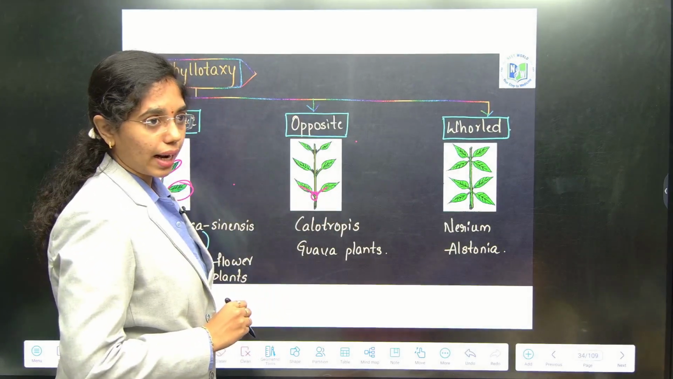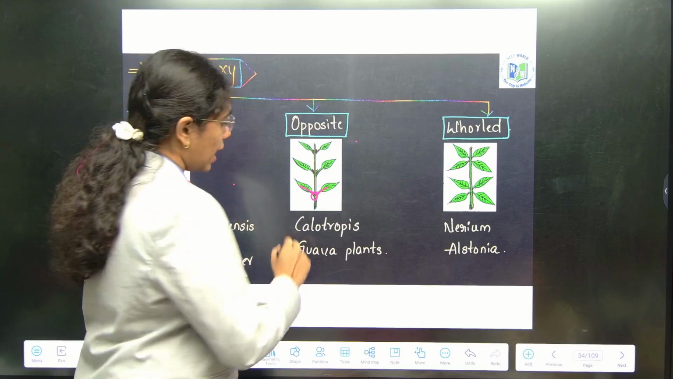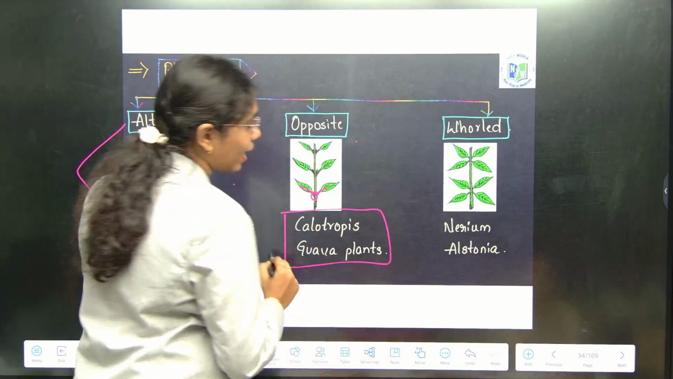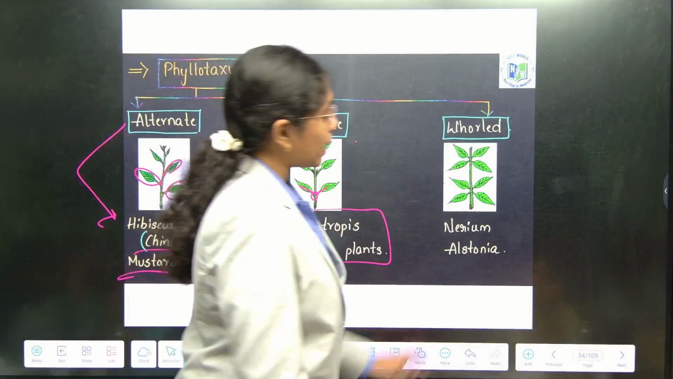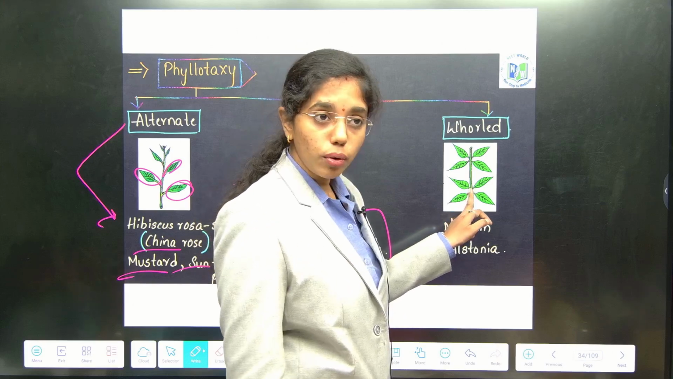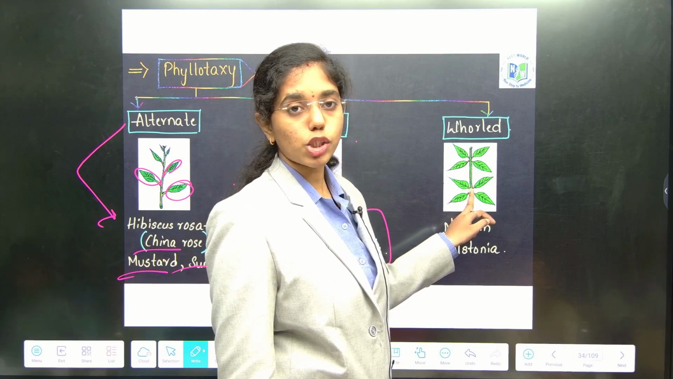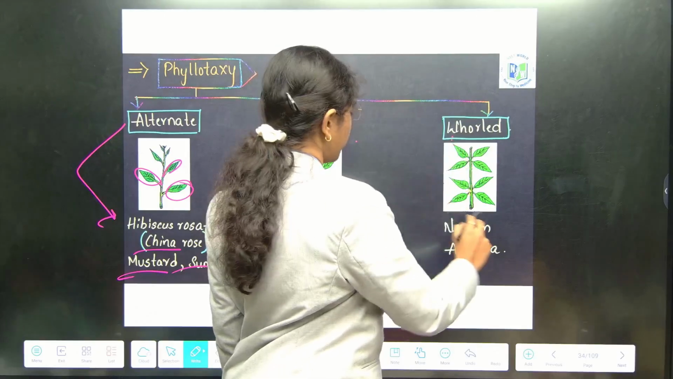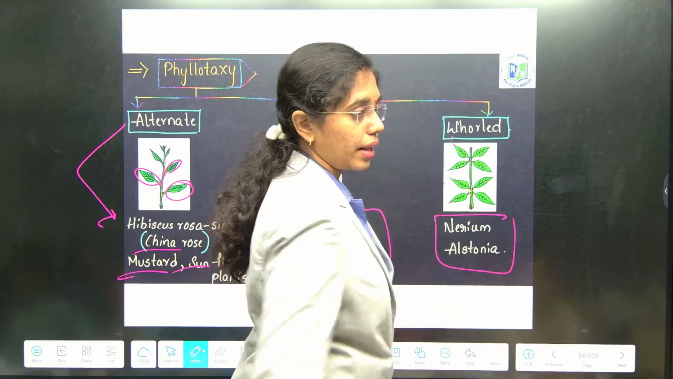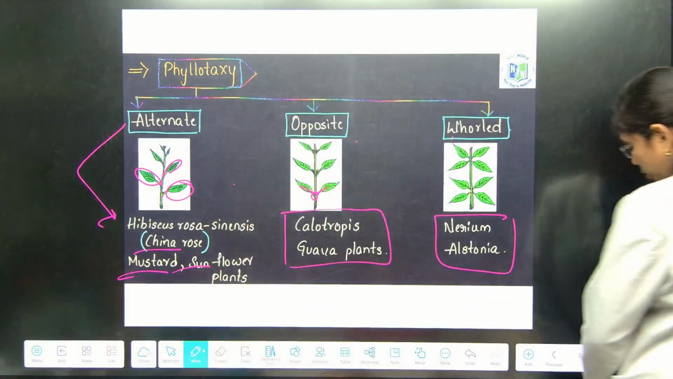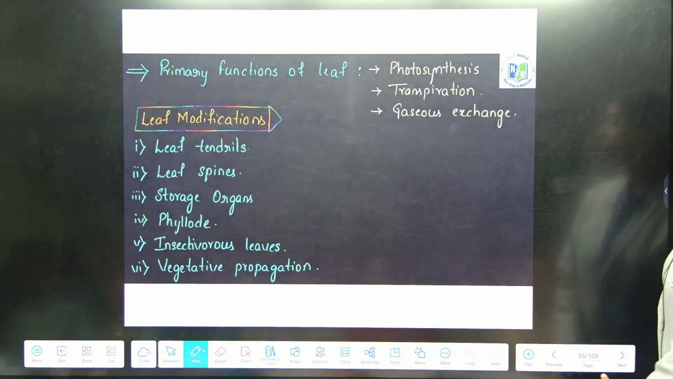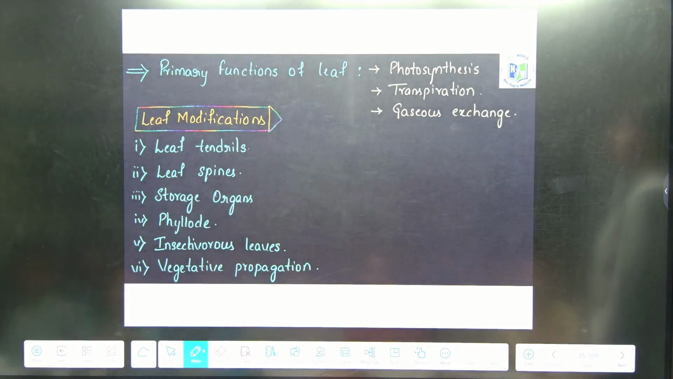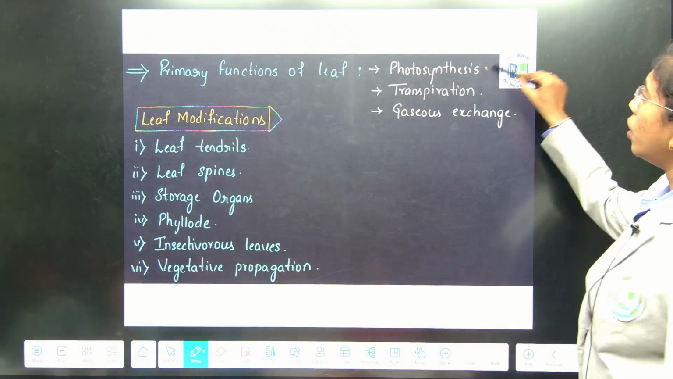Opposite phyllotaxy, at each node two leaves are arising opposite to each other. Example, calotropis and guava. At each nodal point more than two leaflets are arising. That is known as what? Whorled leaf. Whorled arrangement of phyllotaxy. Example is Nerium, alstonia. Done. This is about phyllotaxy. So the primary functions of the leaves include what?